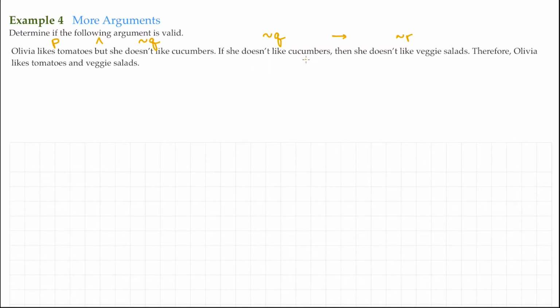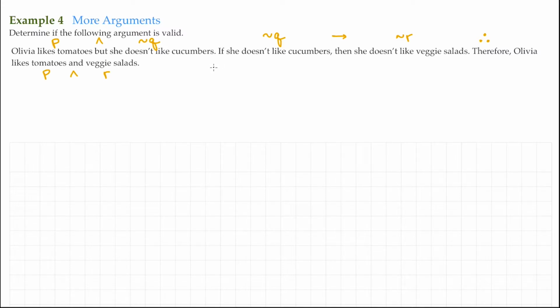So if she doesn't like cucumbers, then she doesn't like veggie salads. Therefore, Olivia likes tomatoes and veggie salads. So there we have it. Now we're going to write it symbolically.